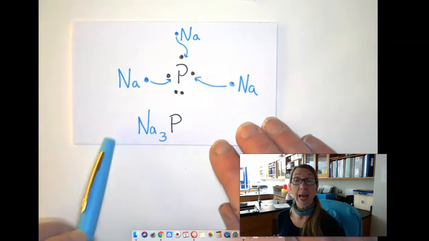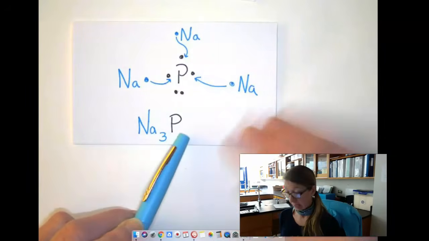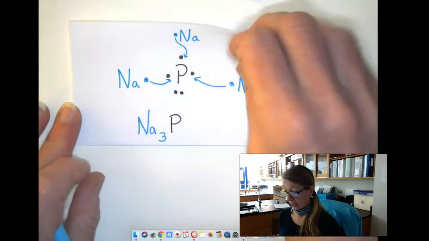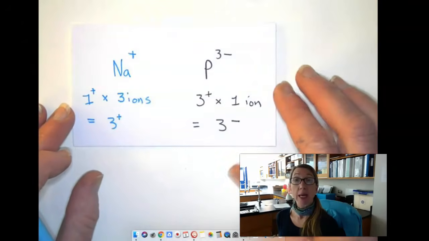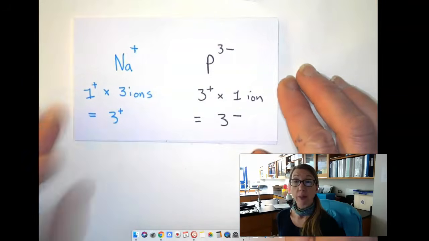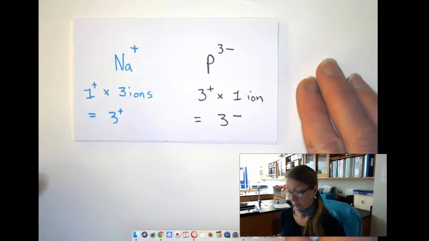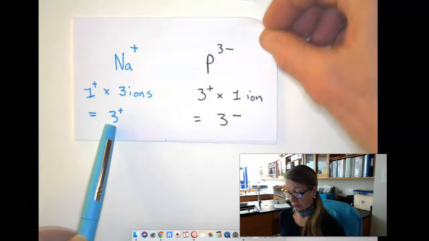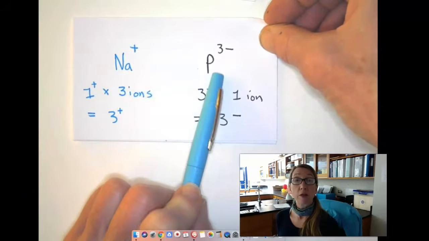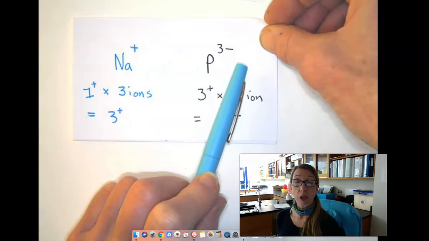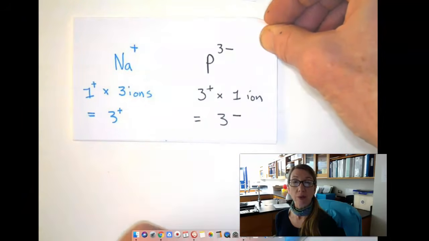So this would be Na3P. So Na, the sodium would have a +1 charge, and there's 3 of them, for an overall +3 charge. The phosphorus has a -3 charge. That means it gains 3 electrons.